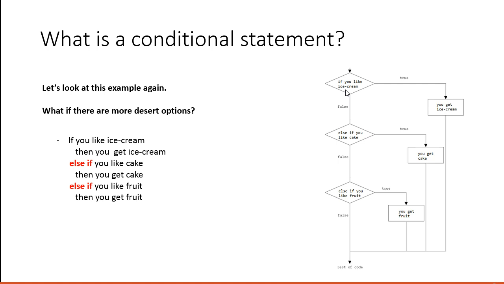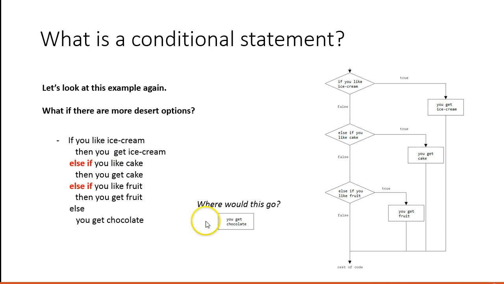If you say yes, they're going to get you ice cream. But they're not going to ask you about the other options because you've already made your choice. So else ifs have to be connected to some initial if structure. We could add at the bottom of this, else you get chocolate.